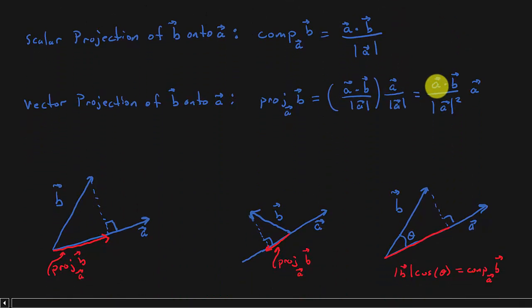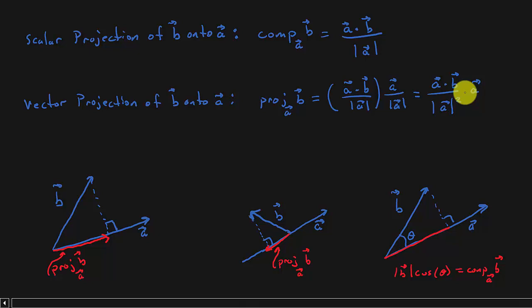Scalar and vector projections. So the scalar projection of B onto A and the vector projection of B onto A are this. This is the notation for it. The scalar projection of B onto A is A dot B over the magnitude of A. And the vector projection of B onto A is the dot product of vectors A and B over the magnitude of A squared, times vector A.